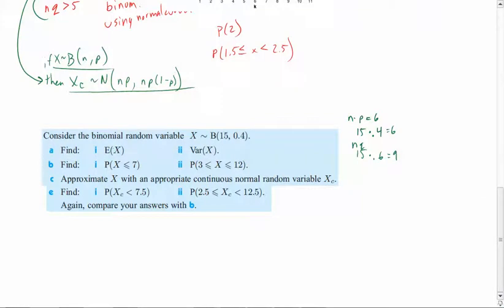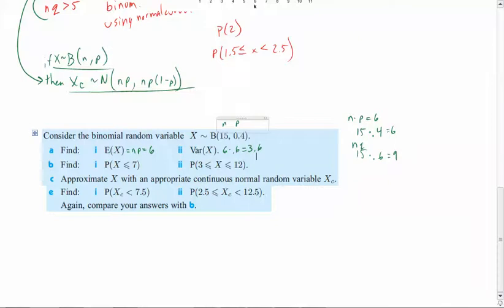So first we're going to find the expected value of x. Now remember, the expected value of x is simply np. So n times p is 15 times 0.4, because this is n, this is p. And so I get 6. Remember, variance is just npq, so that would be np, which is 6, times q, which is 0.6, which will then give me a value of 3.6.